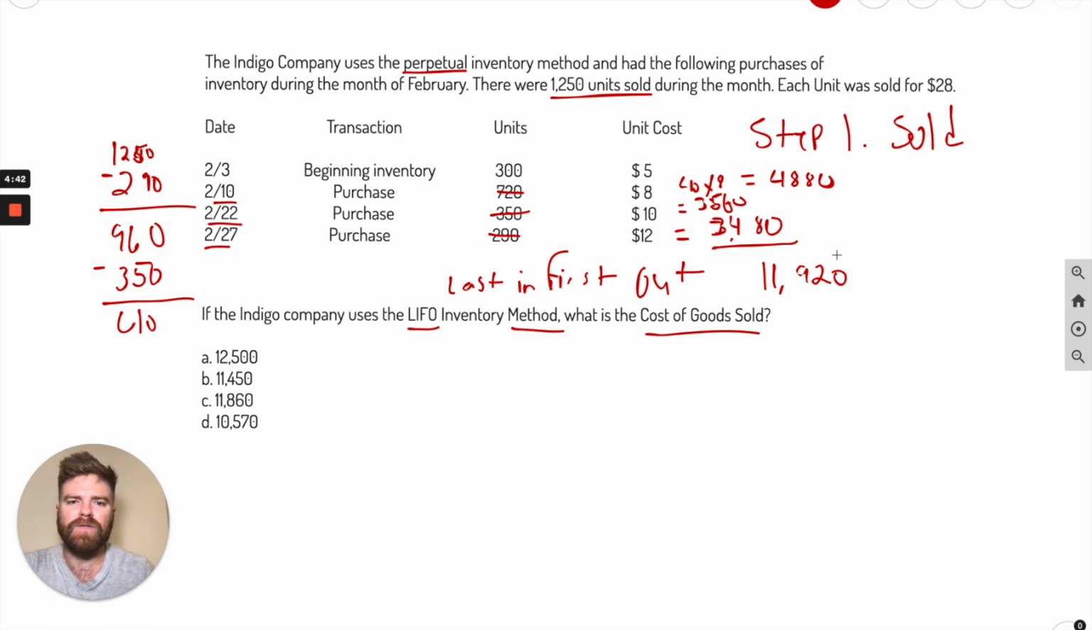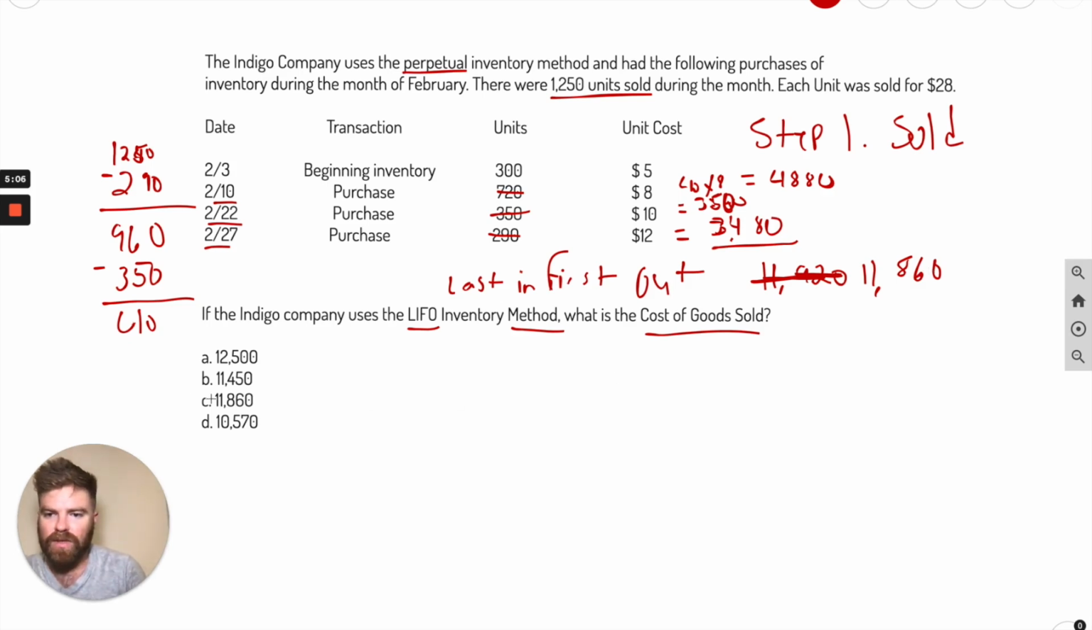And let me make sure that's right. I know what I messed up there. Sorry, this was not 6. This was a 0. Sorry, 3,500. Let's try that again. 4,880 plus 3,500 plus 3,480. There we go. Sorry about that. It's actually 11,860.